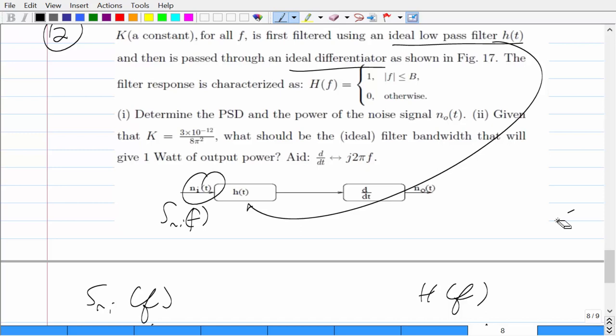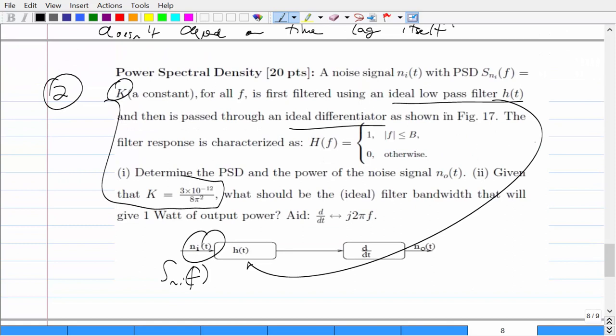Okay, so we have two questions to ask here. First, determine what the power spectral density and the power of the noise signal would be at the output. And then next, given that this coefficient k is equal to this guy over here, so 3 times 10 to the minus 12 of a pi square, what should be the bandwidth of your low-pass filter such that the output random process power is going to be 1 watt?